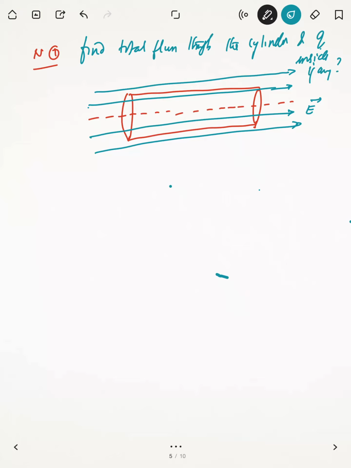So I repeat the question. A cylinder is placed in a uniform electric field which is along the x-axis. The axis of the cylinder is in the direction of the electric field. Find the total flux through the cylinder and find the charge inside.